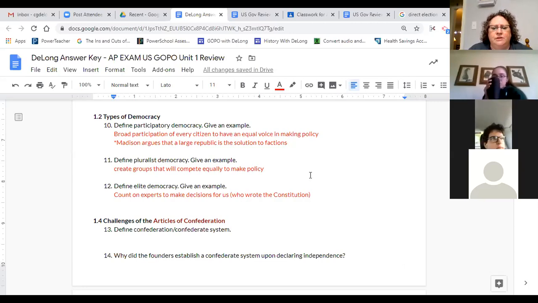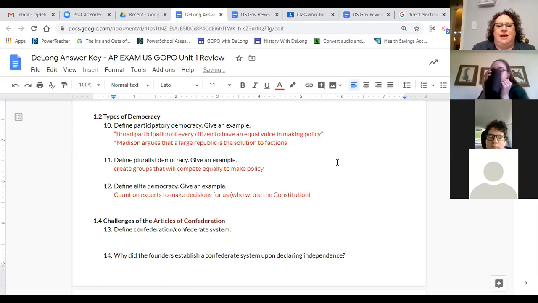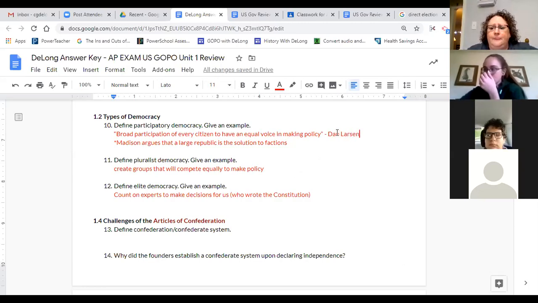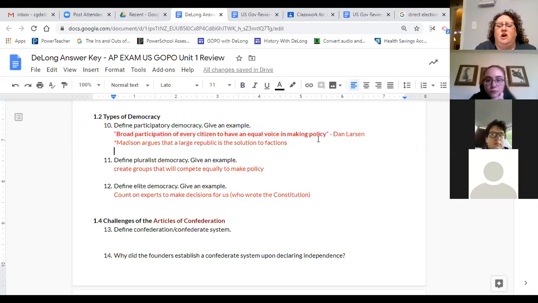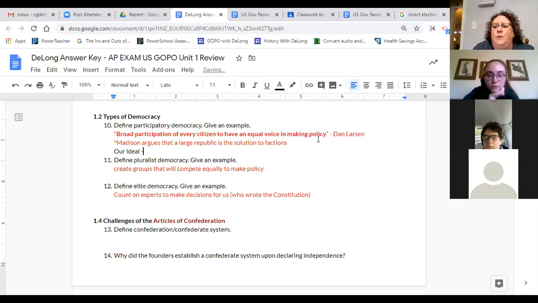All right, that's what participatory democracy is supposed to be, where every citizen gets to have an equal voice in making policy. And I'd like to say that I took this from Mr. Dan Larson's definition that he talks about in his video about democracy. So this is that key thing, that everybody's getting to participate. This is our ideal, okay? What we want to have.